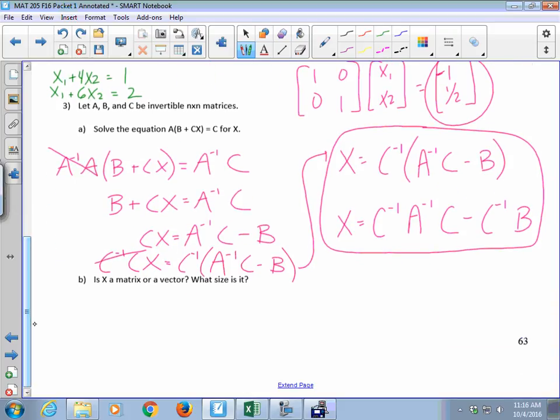All right, back to number 3. This x that we just solved for, is it a matrix? Is it a vector? What's its size? It's a matrix, yep. How big is it? N by n, yeah. Because I told you all of A, B, and C were all n by n matrices, which means when you multiply any two of them together, you get another n by n. Add and subtract them, you get another n by n. So it's n by n.